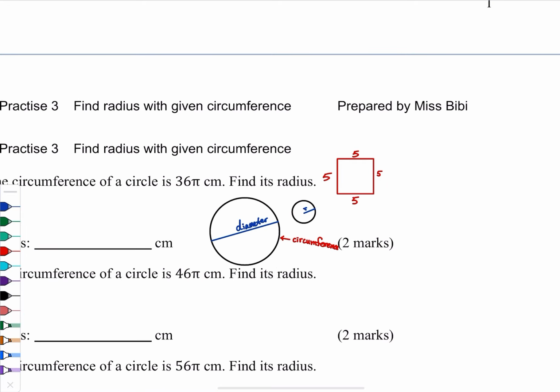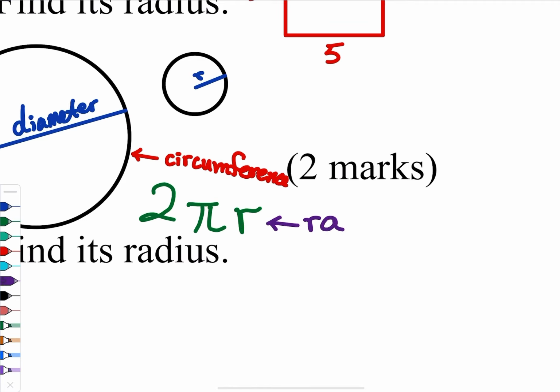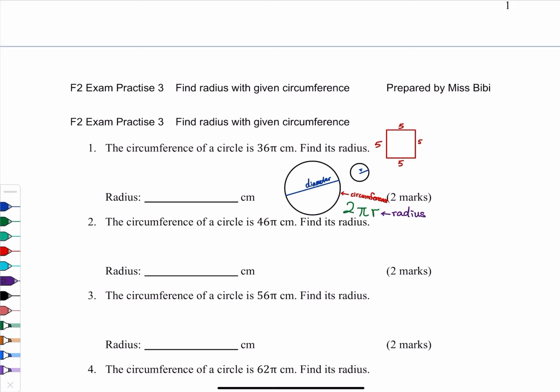But how about circle? Circle circumference will be 2 pi r. Pi is used in circles only. What is r? R refers to radius. So that means you need to have the radius before you find anything. Do we have the radius here? Oh, we don't. So we keep radius as r, but we know the circumference. Wow, lucky, right? So we know that 2 pi r, this is circumference, is equals to 36 pi.